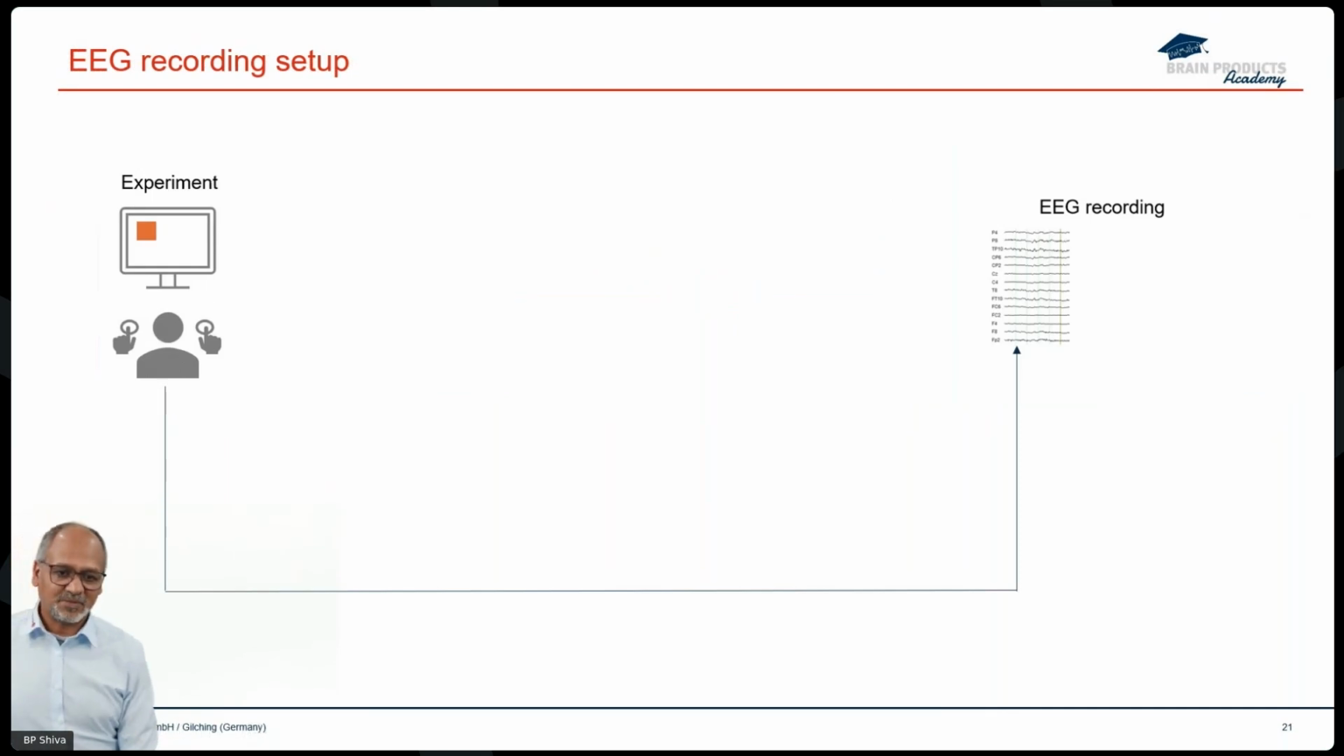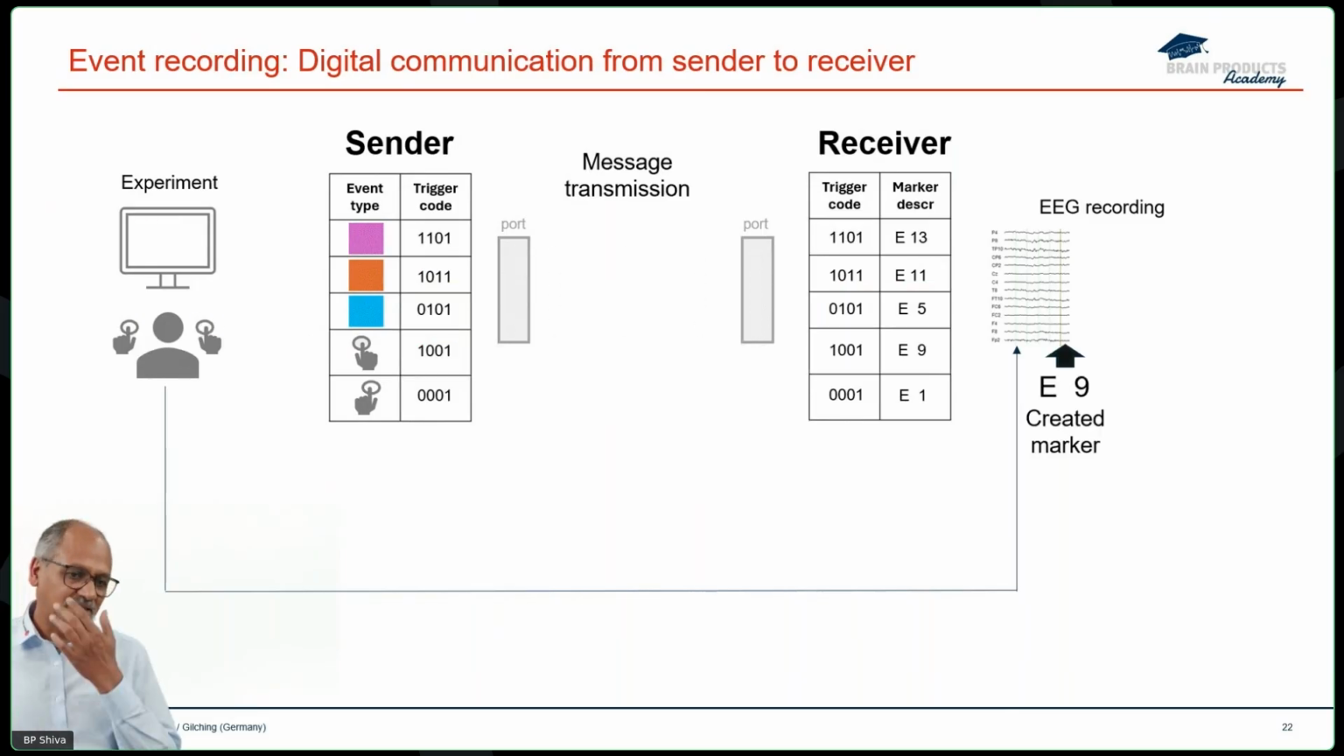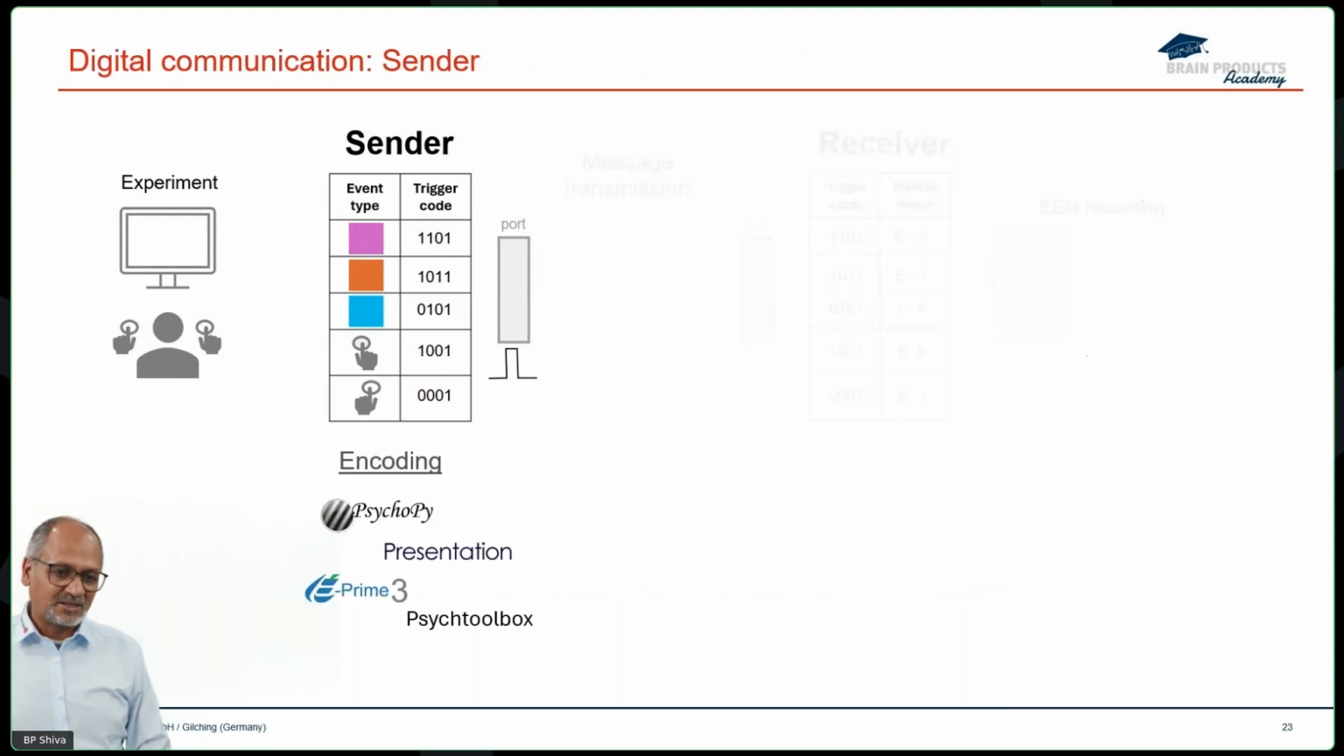So here's a simple animation. There's a participant, and they are viewing some colored squares and responding to them. These are the events that we would like to get into the EEG recording. And here's a schematic of all the steps that are involved in converting events into markers. It's a little busy, so let's look at them step by step.